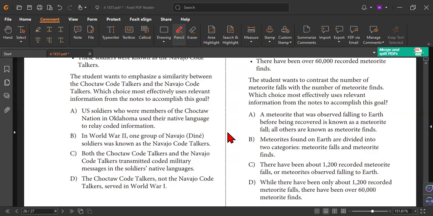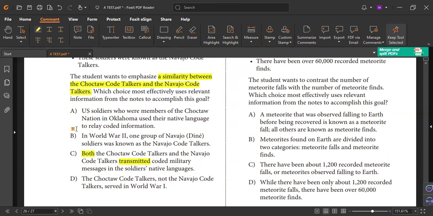What did you answer? A, B. Letter B? No, let's read again. Remember, the question emphasizes a similarity between them. We need only similarity. I have two answers, A and B. No, exactly, because he said here both, and both of them show the similarity. Both of them transmitted. That means both of them have similarity for transmitting. So it's similarity. Yes or no? Yes.